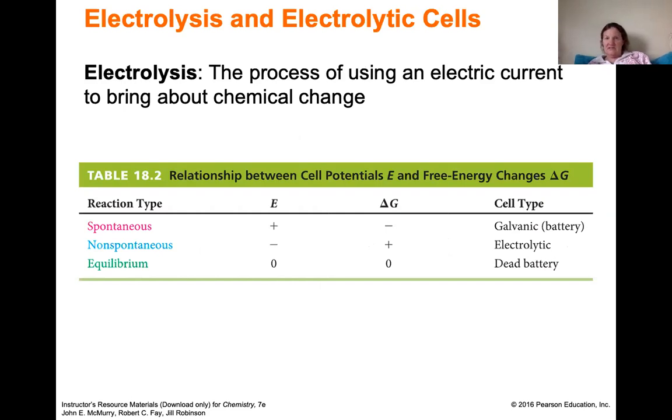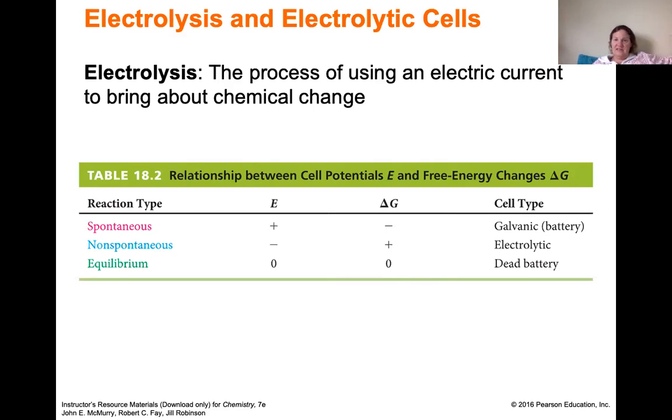So electrolysis also looks at reactions that aren't at equilibrium, but now you're trying to make a reaction go the opposite way that it wants to. It's the process of using electricity, which is the same thing as doing work, to bring about a chemical change. If we have a positive standard cell potential, delta G will be negative, and that's a galvanic cell. Same thing as thinking about it's a battery. It's a system that can give you electricity.